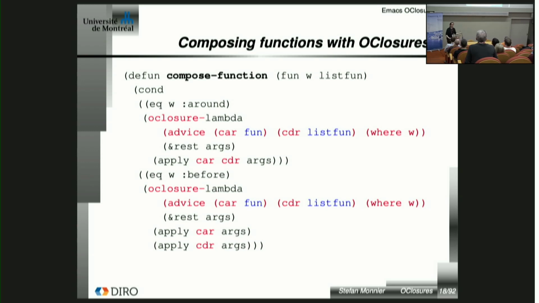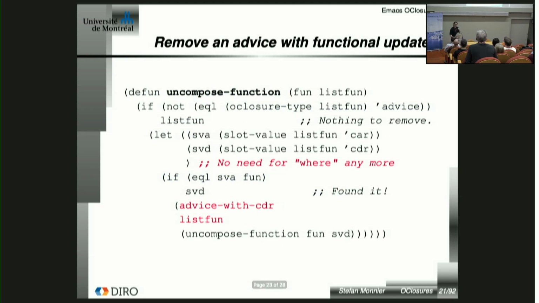Because when we modify the fields, then suddenly my apply car and apply CUDA end up calling this new value when I make the functional update. And so I can now redefine my uncomposed function in a slightly different way here by using advice-with-CUDA. Instead of basically recomposing manually by calling compose, which will again check where and decide which one of the variants we should use, I just copy the function that I already had and change the CUDA. So I can call advice-with-CUDA, pass it the original list fun, and it will just change the CUDA field, which is slightly more efficient.